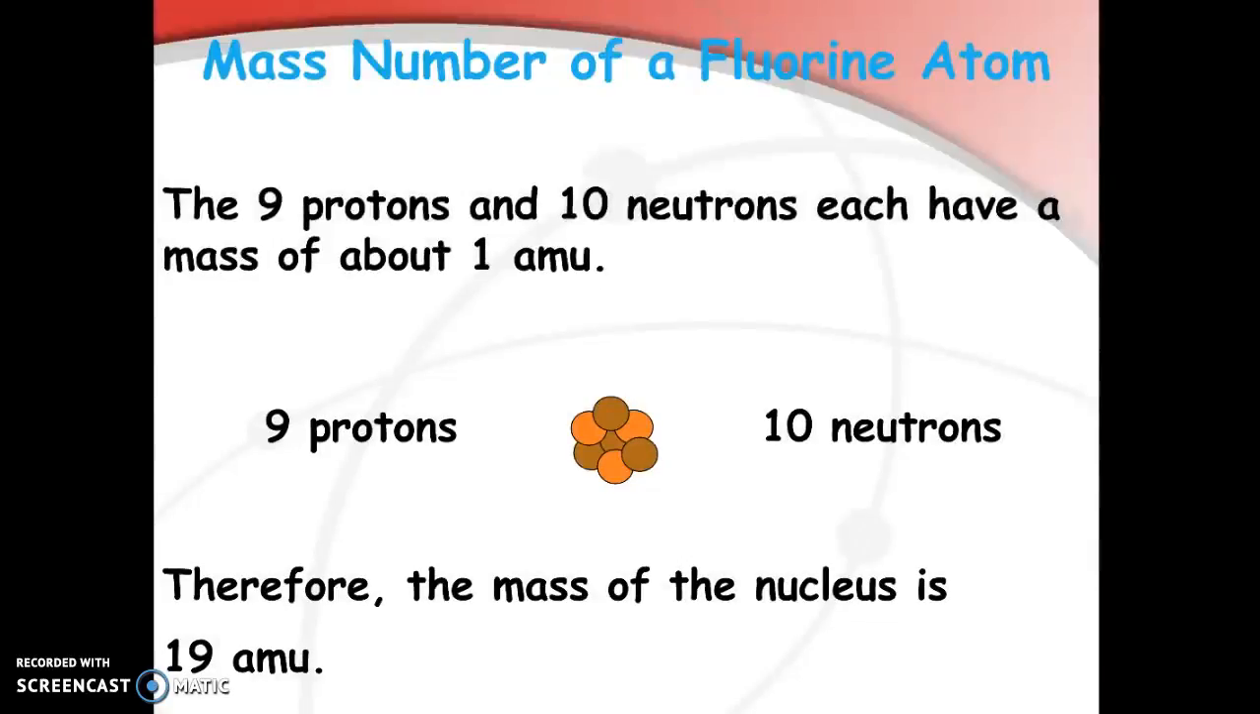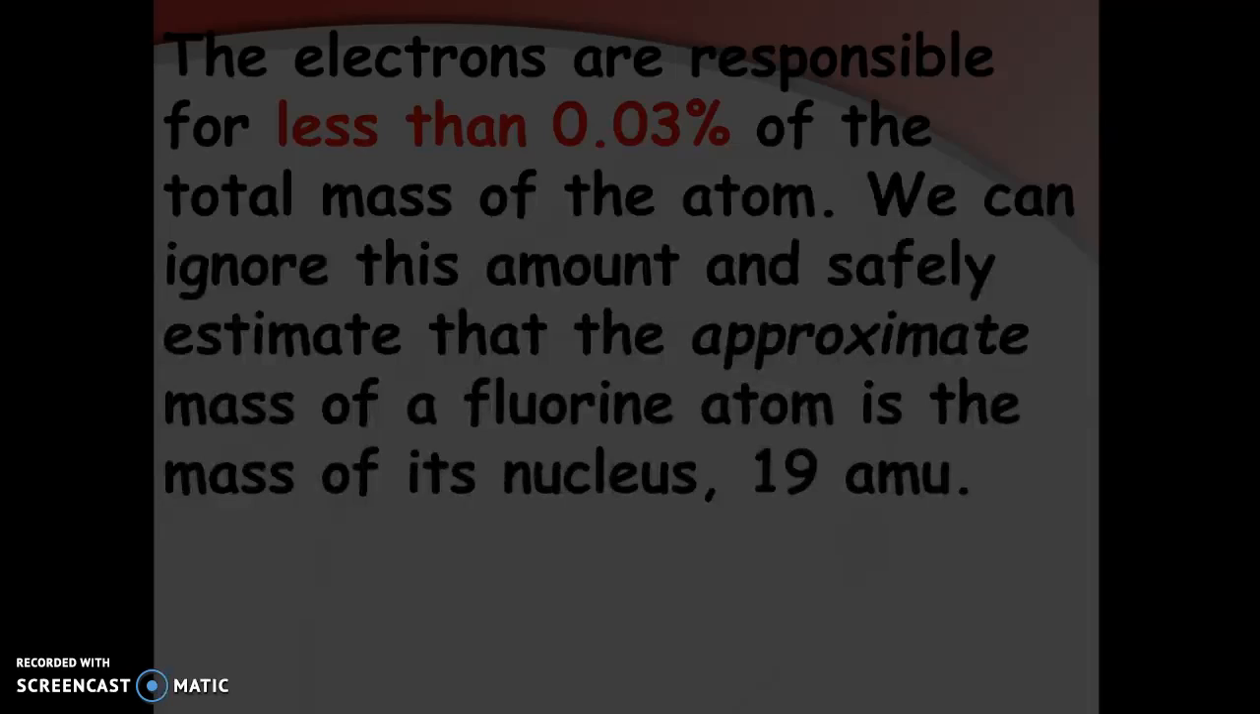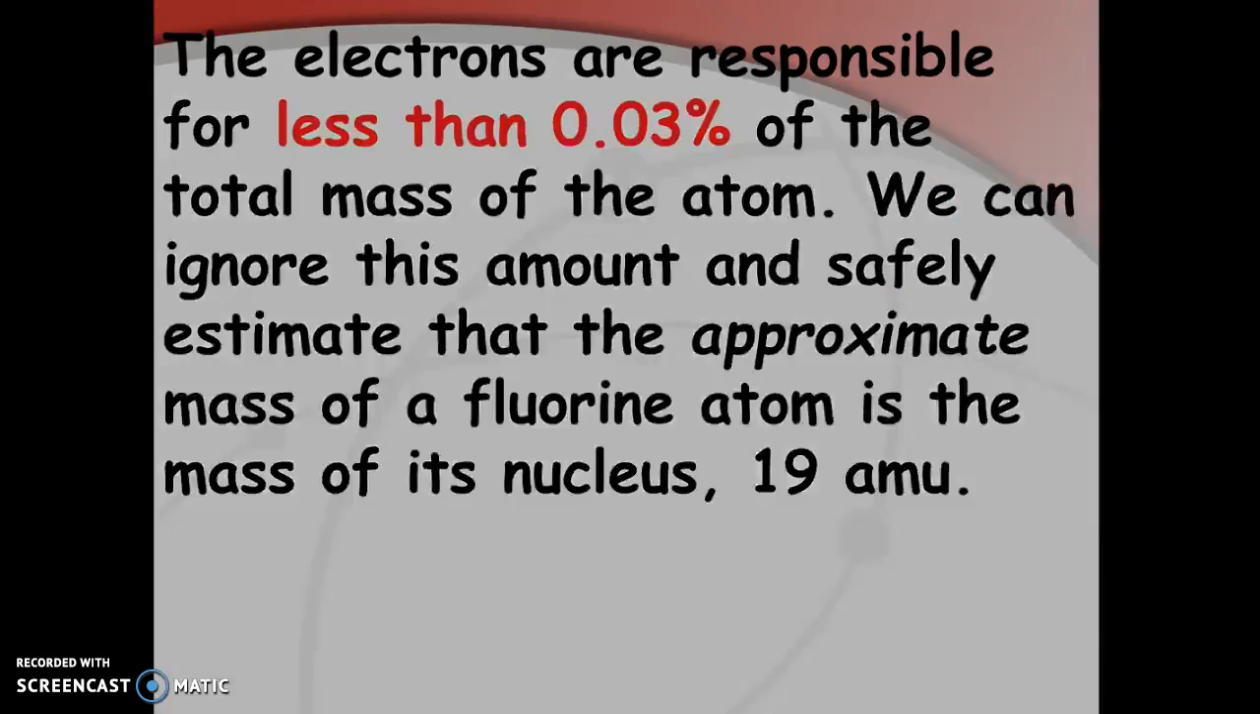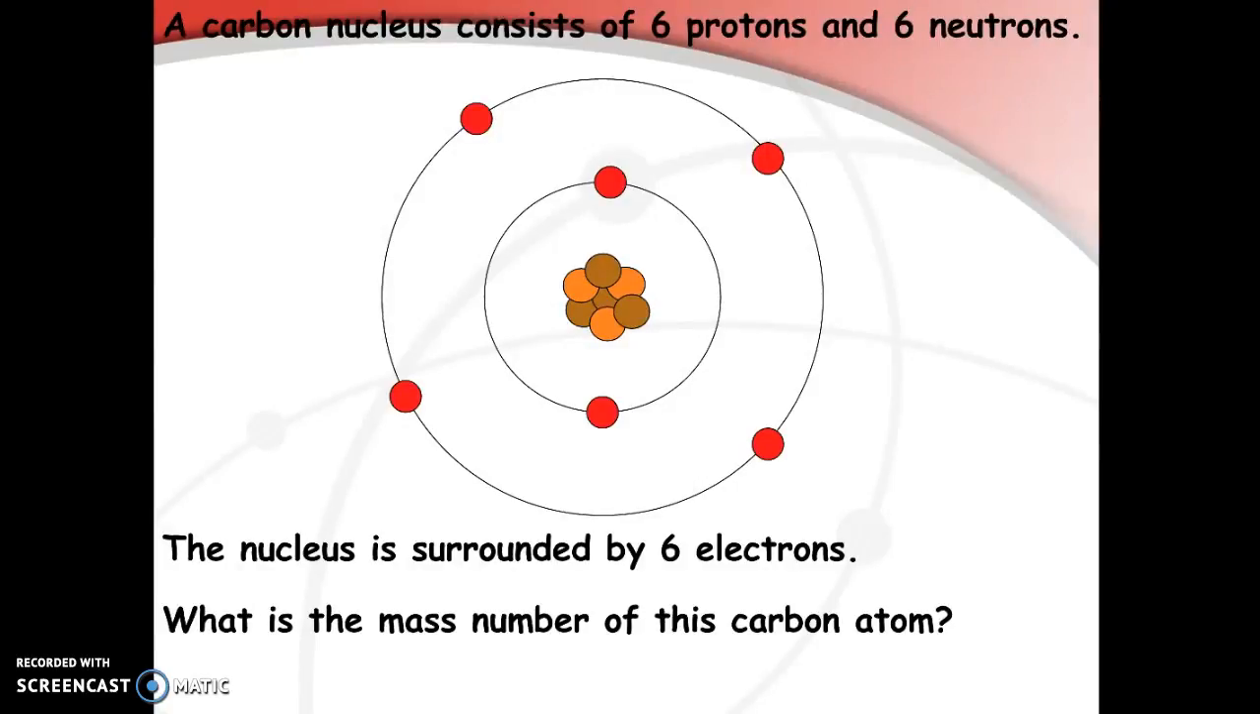So here's your first practice. Fluorine. If you have 9 protons and 10 neutrons, since they both have a mass of 1, all you have to do is add those 2 numbers together and you'll get a mass of 19. Your next practice one is for carbon.